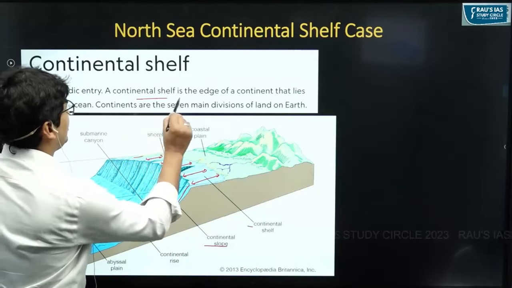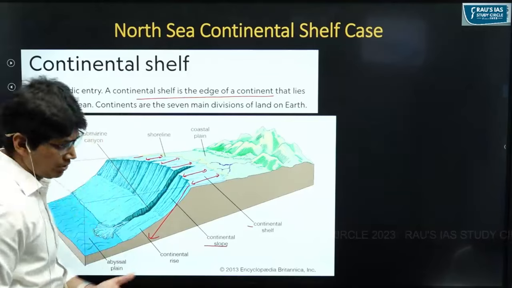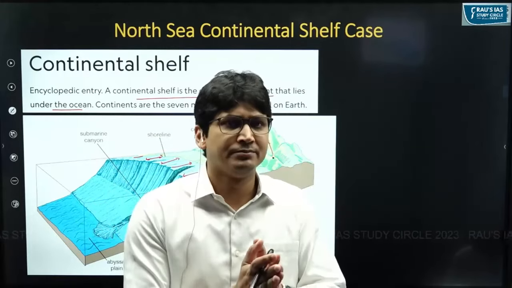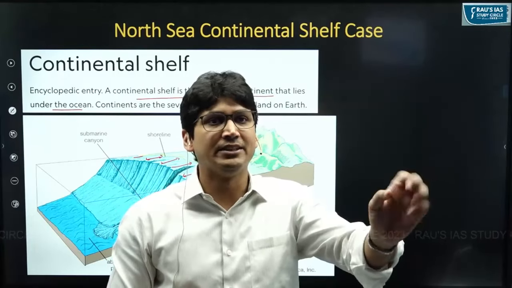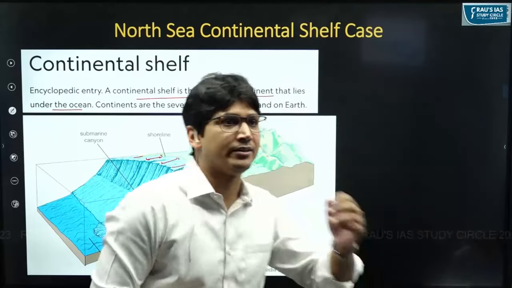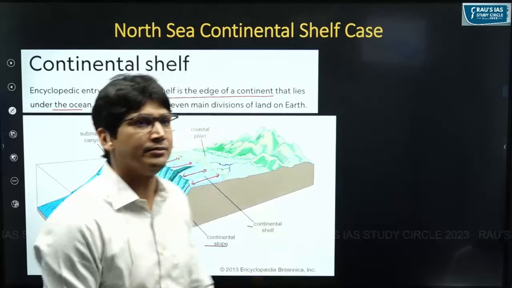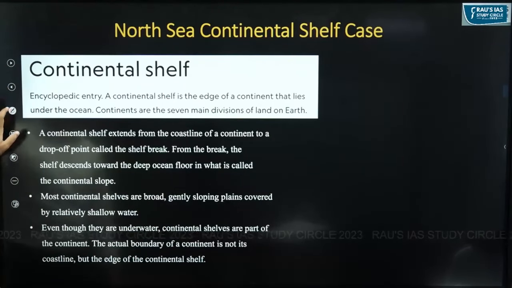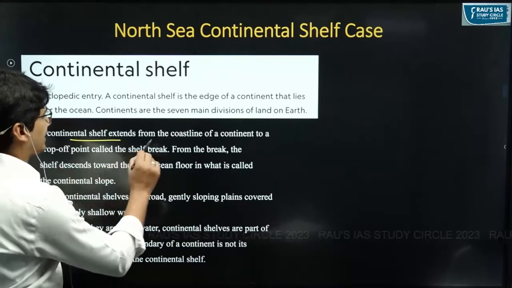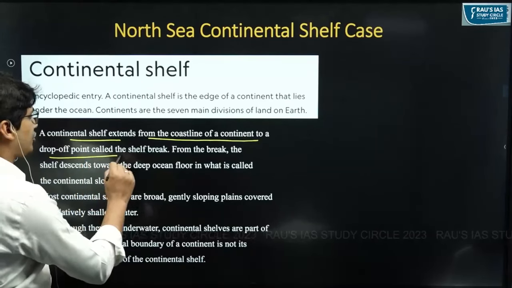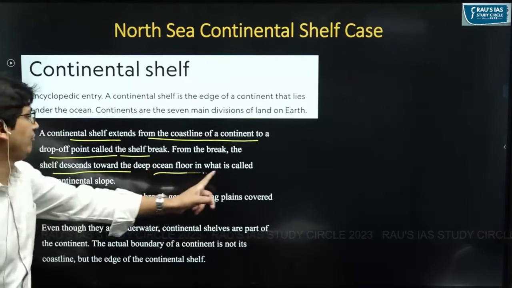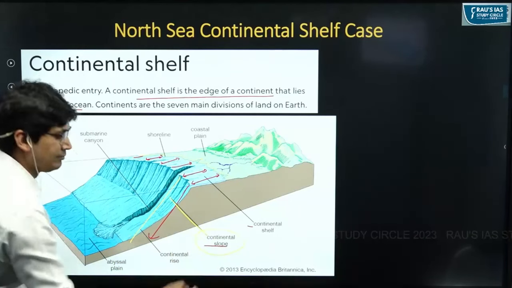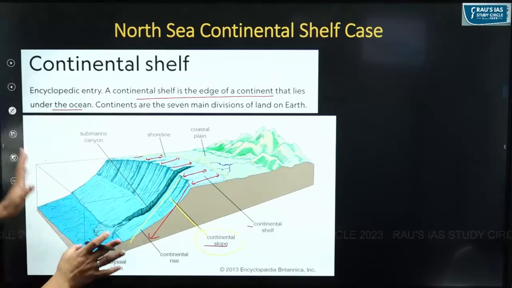It says a continental shelf is the edge of a continent that lies under the ocean. So a certain area of a country or continent lies within the ocean. That is the basic part, from a very layman perspective. Again, this is not legal terminology. Please understand, the law of the sea explains it in a different manner, or the same thing but with certain legal technicalities. Continents are the seven main divisions. A continental shelf extends from the coastline of a continent to a drop-off point called the shelf break. From the break, the shelf descends towards the deep ocean floor in what is called the continental slope. So this part becomes your continental slope, as highlighted here. Just for your reference, just for your understanding.